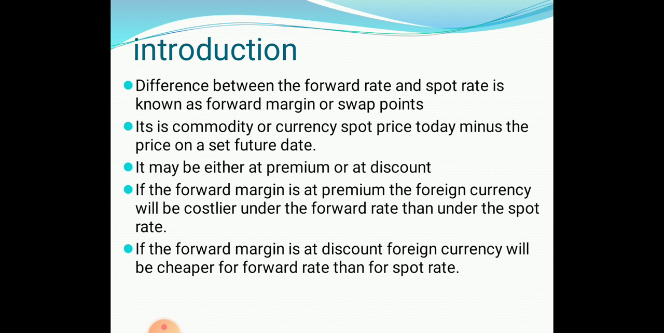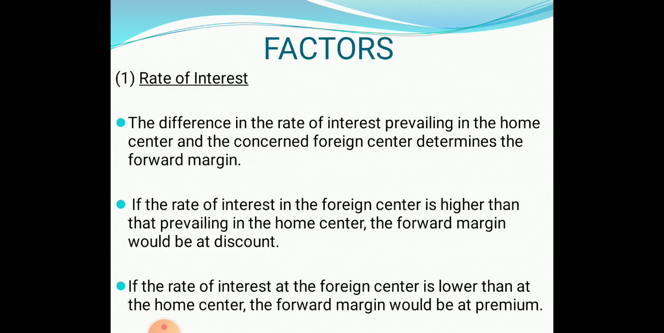So let's look into the factors that affect the forward margin. There are four main factors that affect the forward margin. First among them is the rate of interest. The difference in the rate of interest prevailing in the home center from which the currency is exchanged and the concerned foreign center from which the currency is received determines the forward margin.